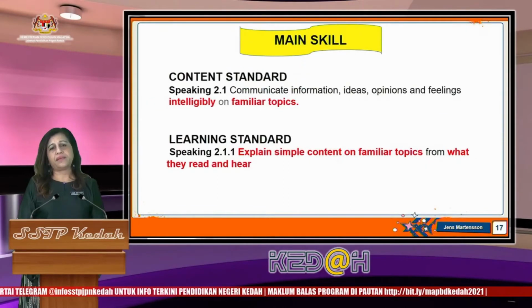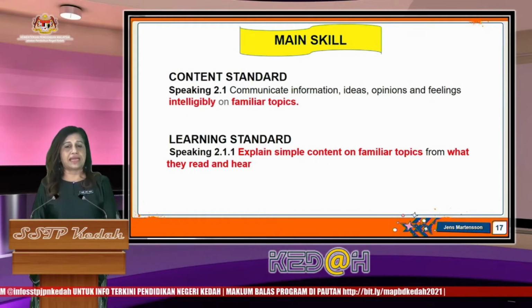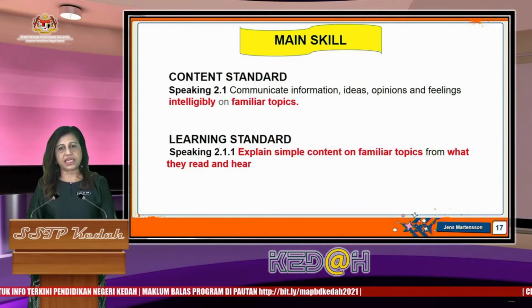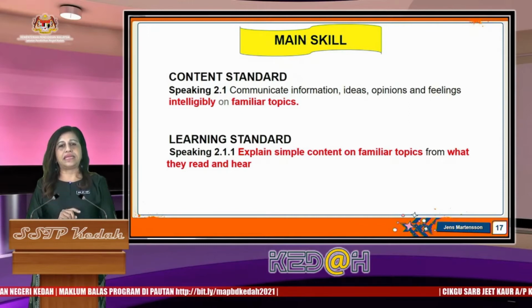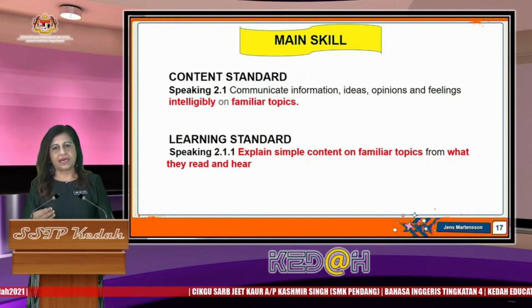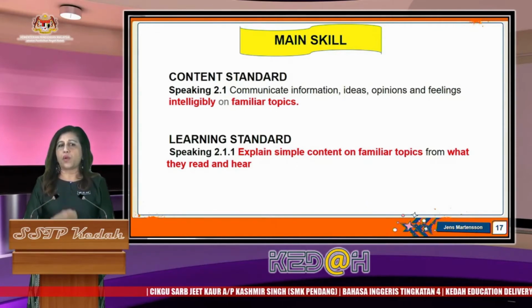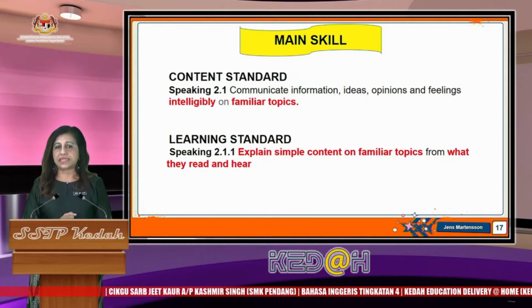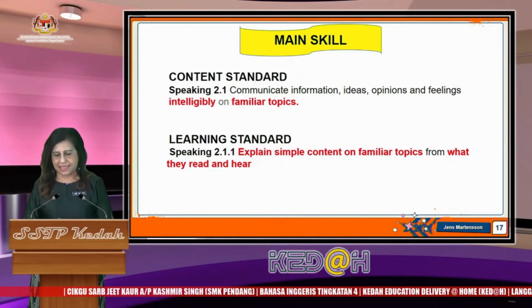Now, let's look at the main skill, teachers, the content standard. Speaking 2.1, communicate information, ideas, opinions, and feelings intelligibly on familiar topics. Next, learning standard. Speaking 2.1.1, explain simple content on familiar topics from what they read and hear. Now teachers, you'll be wondering, why did I bold some words there? Well, I will share it with you later.